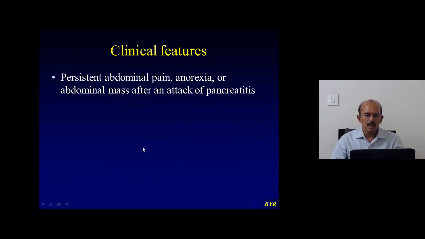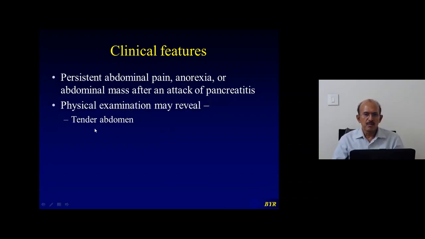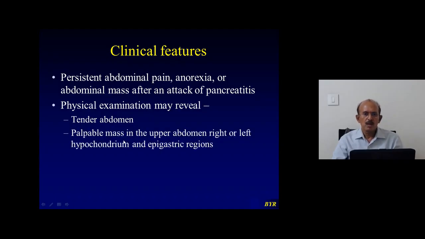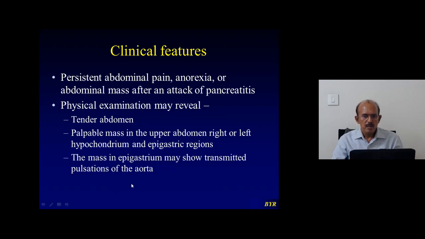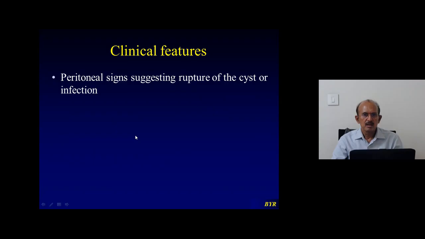Apart from the lump, the other manifestations can be persistent abdominal pain, anorexia, or an abdominal mass after an attack of pancreatitis. The patient gives a clear history of pancreatitis, and usually 4 to 5 weeks later you will find the mass. Physical examination may reveal a tender abdomen, a palpable mass in the upper abdomen, transmitted pulsations, and peritoneal signs suggesting rupture of the cyst or infection.